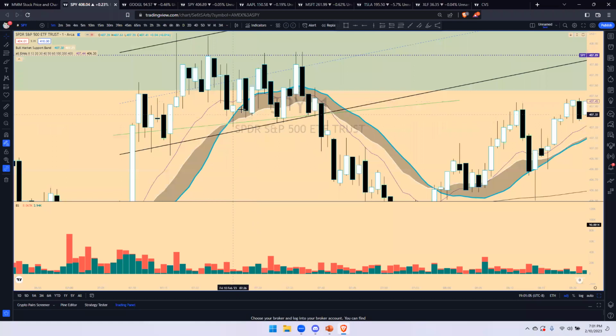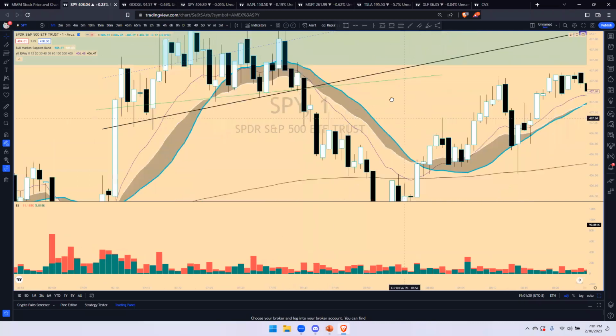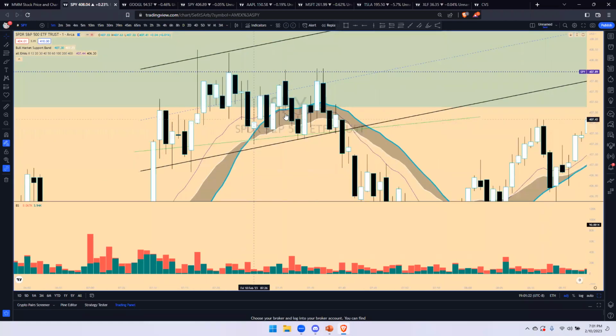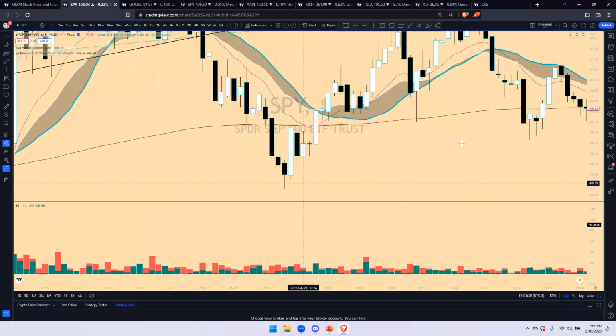Let's see. So here is the official cross right here. So you could have got in short right here, held, because look, we never got a close above the 20 SMA. You could have also got in right here, but look at that. You would have gotten paid. This is the A+ setup. The cross, the pattern, the rejecting of the zone, you're paid.